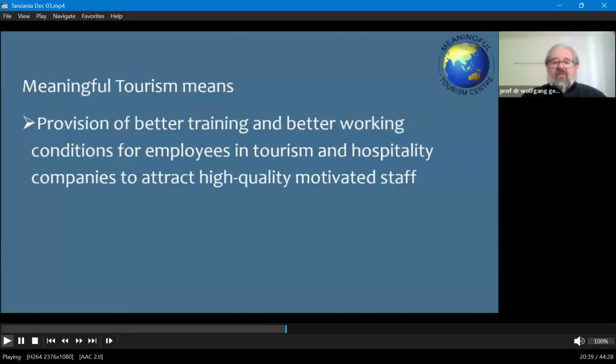And of course, meaningful tourism also means the provision of better training and better working conditions for the employees in tourism and hospitality. Because we need to attract motivated, high quality staff offering good service, that is the key point. And this is something where we see that after the pandemic in many countries, there's a lack of staff now because the working conditions in tourism have not been ideal in many places in the past.